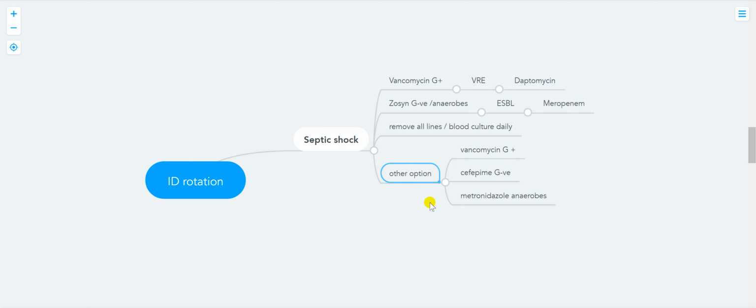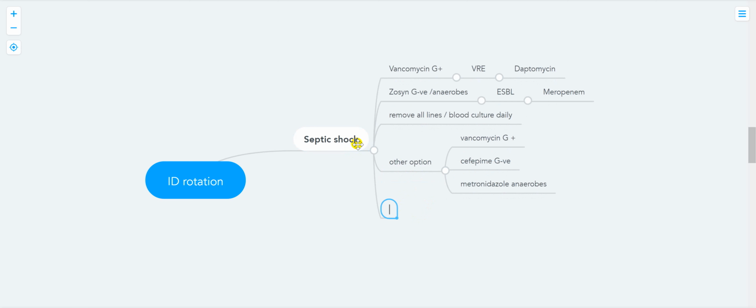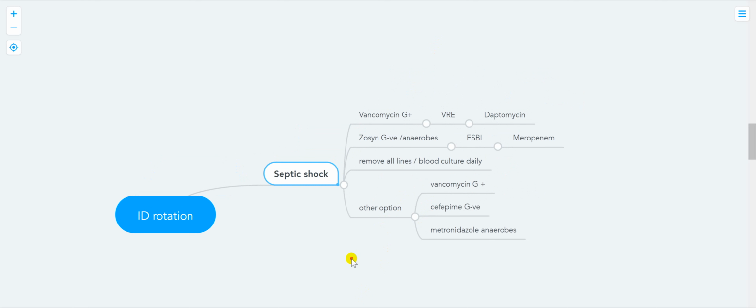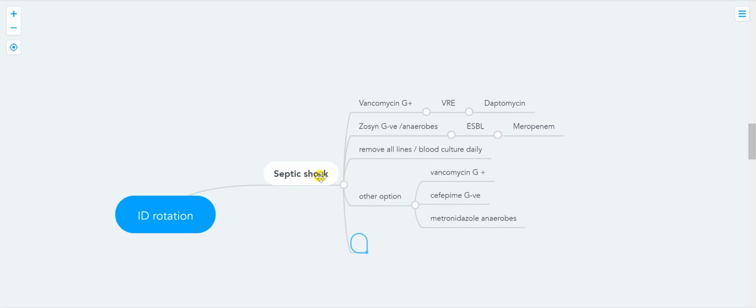That's one important thing. Another piece of information that's very important: piperacillin tazobactam, that's what Zosyn is. The piperacillin tazobactam called Zosyn covers gram-negative plus anaerobes. The difference between Zosyn and Unasyn, which is ampicillin sulbactam, is that Unasyn has no pseudomonas coverage, while Zosyn has pseudomonas coverage.